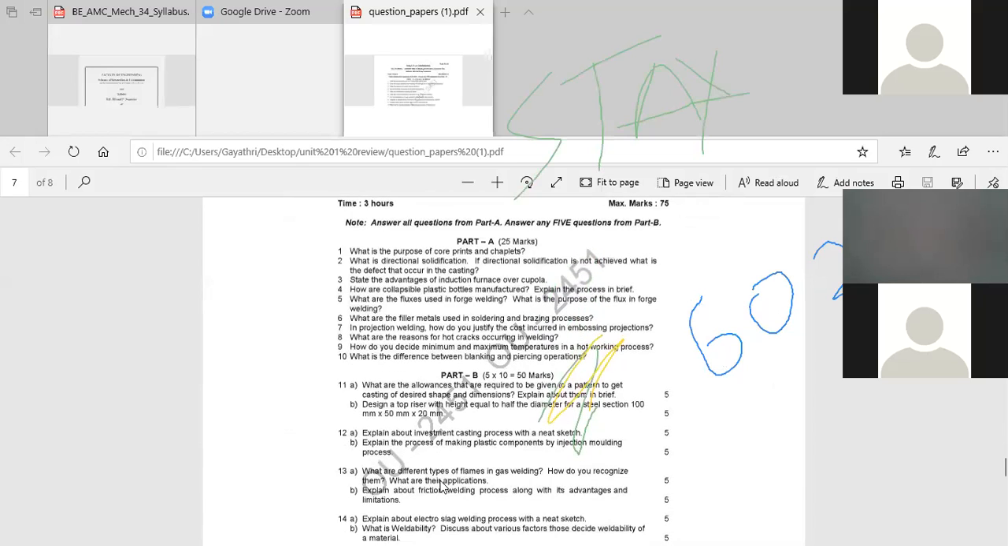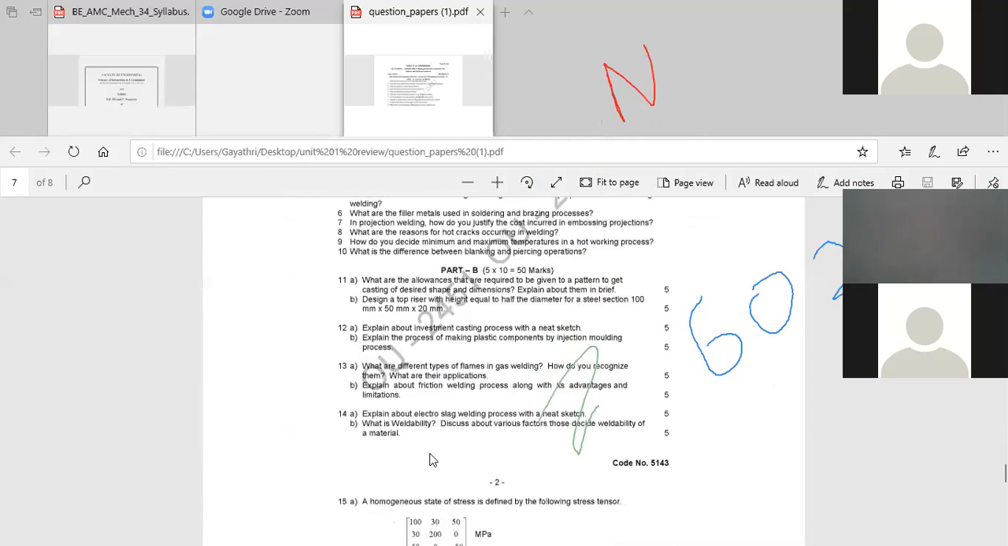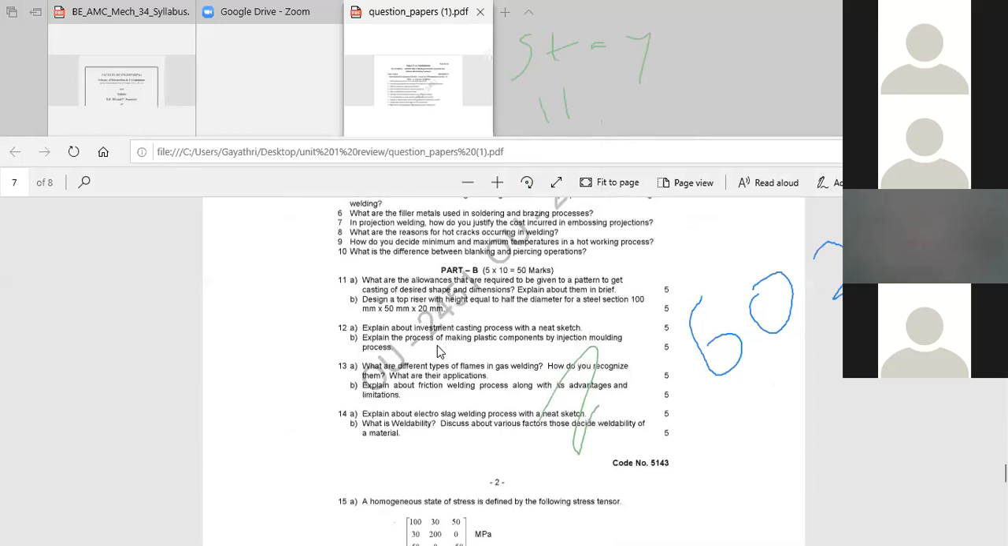From 2015, they ask you on pattern allowances. So you can see pattern allowances are repeating every year. Again, they ask you a problem on riser. Please see the modulus method, Caine's method and the Naval Research Laboratory method. They may ask you a problem.